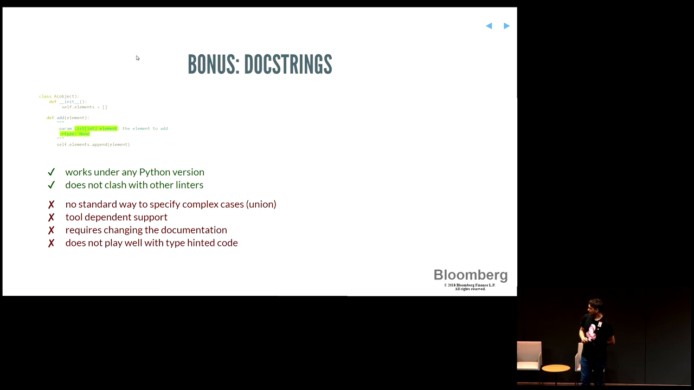Docstrings. So docstrings basically are another way we specify it. This has existed for all the time. The main problem with this is that there is no standard way to actually specify complex types. PyCharm defined its own way, or Sphinx has its own way to define complex types. By complex type, I mean not a single type, but this or that type, or that kind of complex type definitions. It is tool dependent, and support requires changing the documentation. The documentation is often not checked against the actual application code, which leaves you open to easily deprecated code quickly, or really out of date typings quickly.